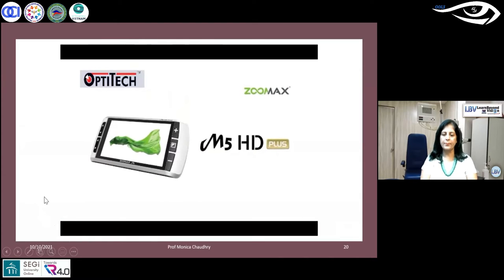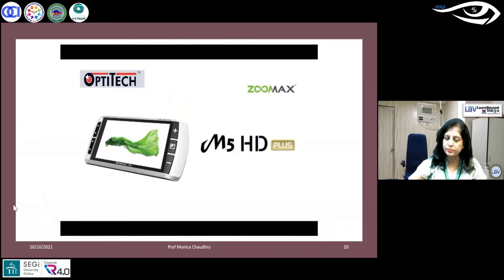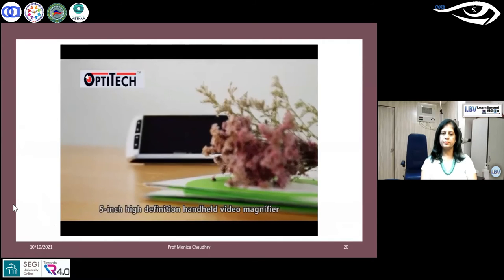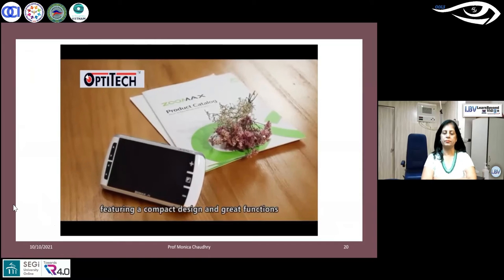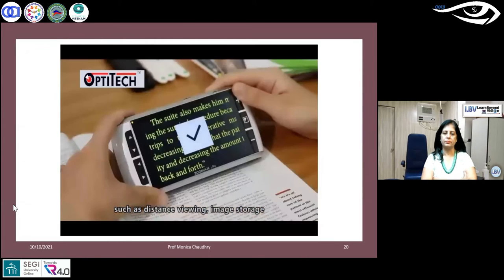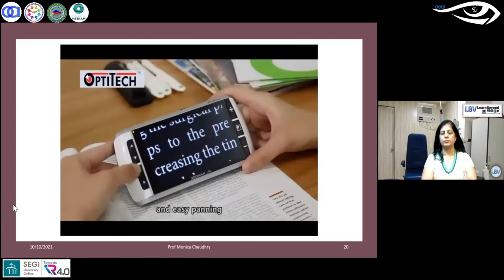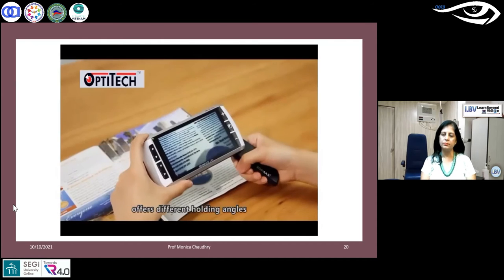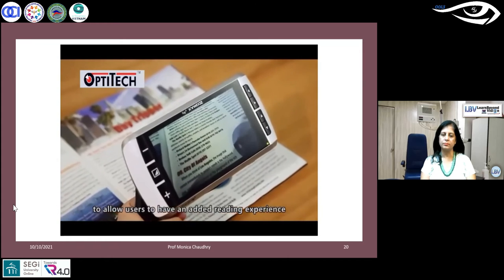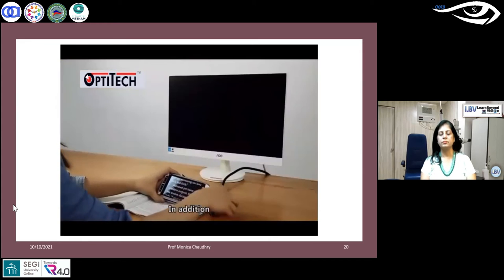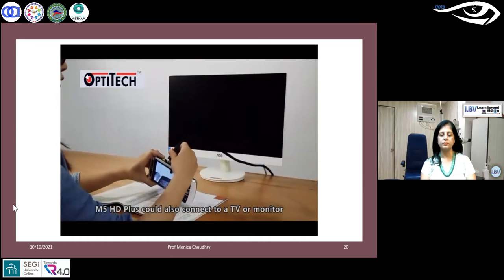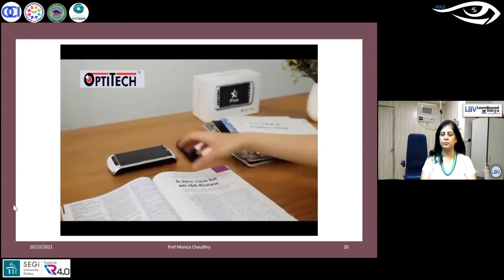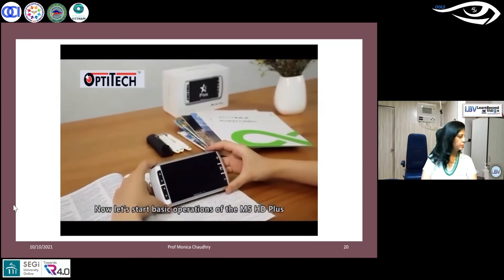The Zoomax Handheld Video Magnifier M5 HD+. The M5 HD Plus is the up-to-date, 5-inch high-definition handheld video magnifier, featuring a compact design and great functions such as distance viewing, image storage, adjustable reading line and masks, and easy panning. A complimentary handle included in the package offers different holding angles to allow users to have an added reading experience. In addition, the M5 HD Plus could also connect to a TV or monitor through an HDMI to increase the overall magnification. Now let's start the basic operations of the M5 HD Plus.